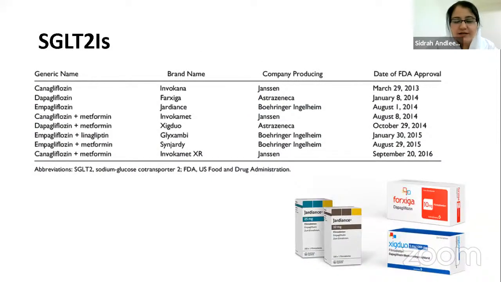Now the SGLT2s, there are different types in the market. Just be aware of the names, because most of their patents haven't expired, so we call them by their brand names. Invokana is the typical canagliflozin, the first one that came to the market. Forxiga is so commonly used, almost every other patient with diabetes will have Forxiga in the regimen. Then we have the metformin combinations as well: canagliflozin plus metformin, the Invokamet, Xigduo, and Synjardy. These are the usual doses.